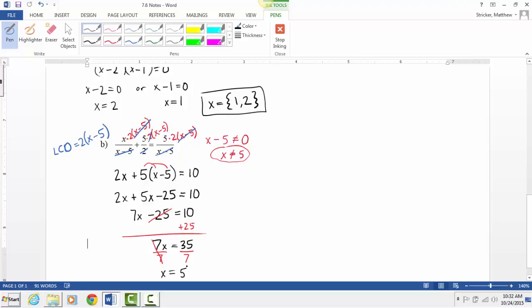Now, we got x equals 5, but we said that x couldn't be equal to 5. So we actually end up having to throw that answer out. That solution is no good. So the one answer that we got is an answer that won't work, which means this has no solution.